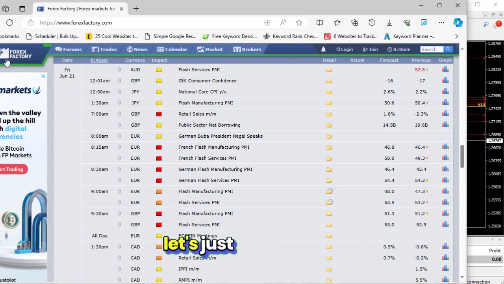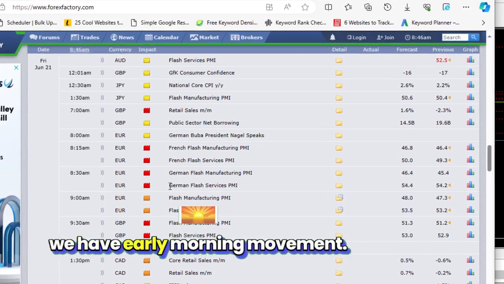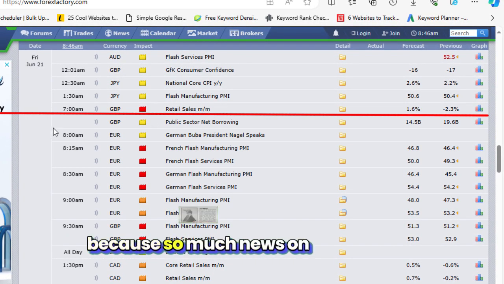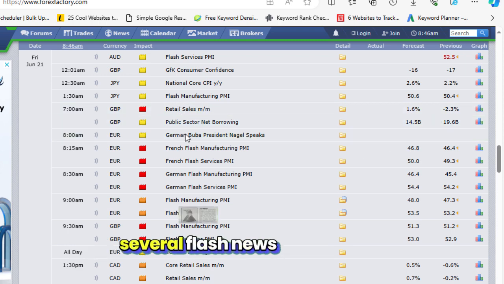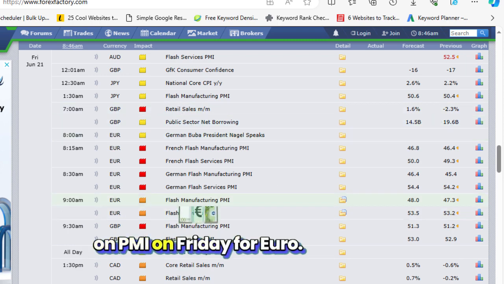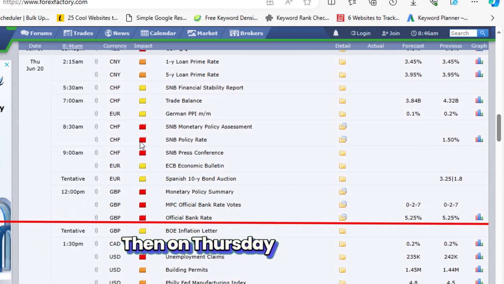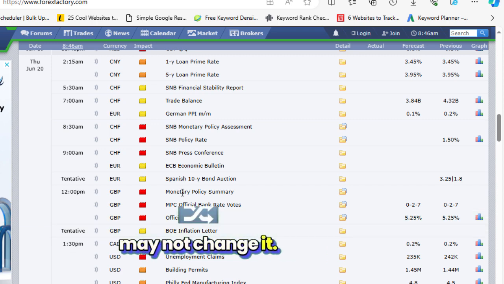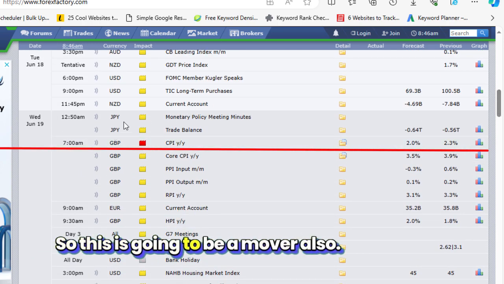Before I jump out, let's just look at Forex Factory. On Friday, in the coming week, we have early morning movement. In fact, on Friday, it's like a pound and euro day, because there is so much news on them. From 7, we have retail sales for pound. Then we have PMI, several flash news on PMI on Friday for euro, also for the pound, in the morning. Then on Thursday, we have the rate decision in the afternoon for pound. The focus is that they may not change it. This is going to be a market mover on Thursday. Then on Wednesday, we have the CPI in the morning. So this is going to be a mover also.